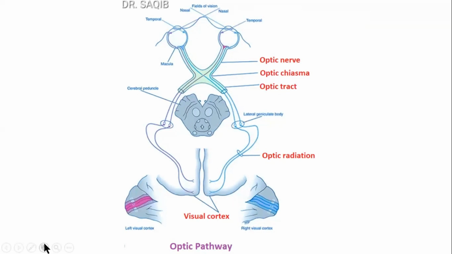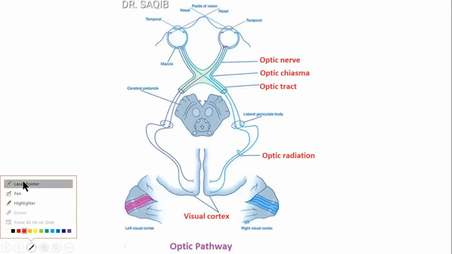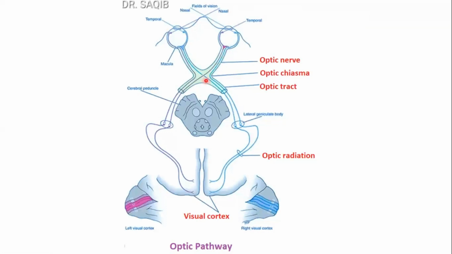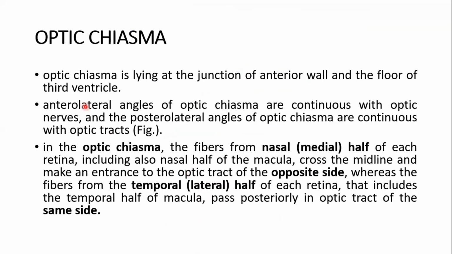Now let me catch my laser for more clarity of the pictures. Here's my laser. Optic nerve, optic chiasma, optic tract, and then this is the lateral geniculate body. Then the optic radiation is formed, and this goes to the visual cortex, area 17.